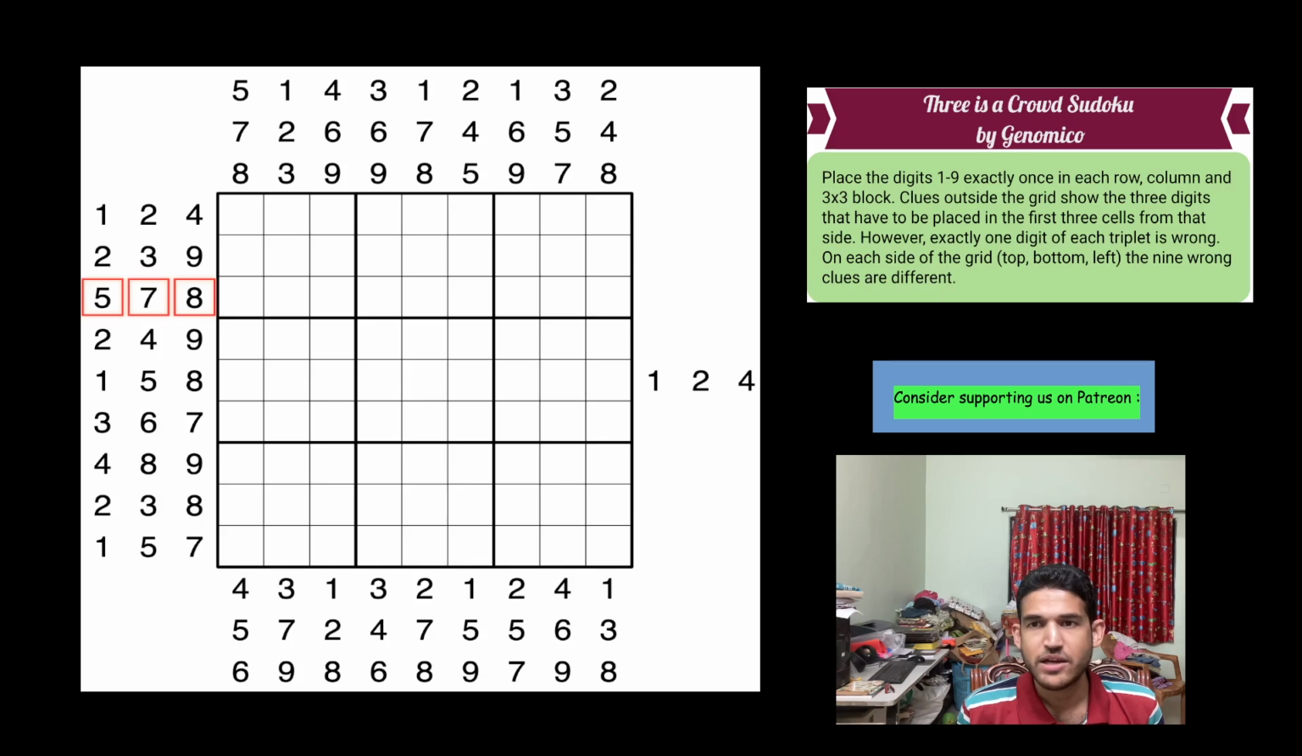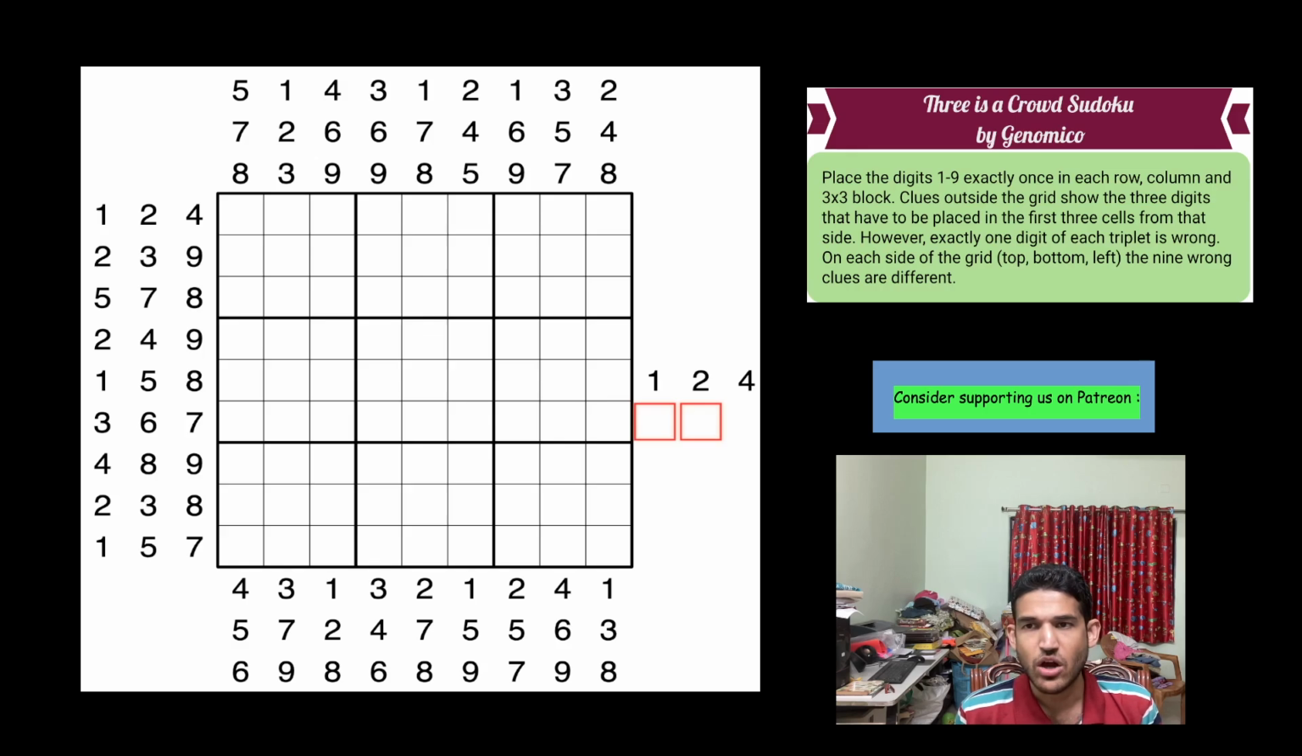However, exactly 1 digit of each triplet is wrong. So which means this is a triplet. So exactly 1 digit of this triplet is wrong on each side, right? So you will have 1 wrong here, 1 wrong here, 1 wrong here. So totally you'll get 9 wrong digits on the top, 9 wrong digits on the bottom, and 9 wrong digits on the left. And on the right too, only out of the triplet, only 1 digit is incorrect. But since the rows don't have clues given on the right, you don't have that digit being different.